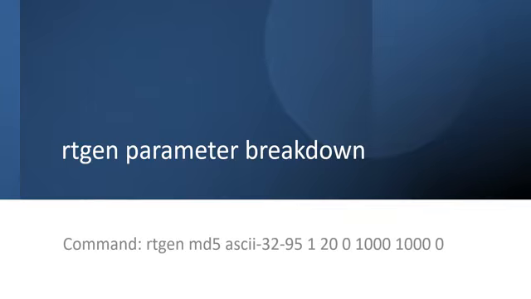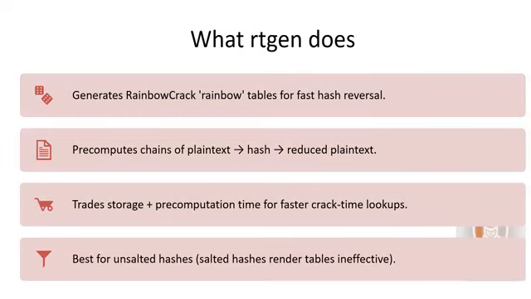All right, so let's break down this command again. I did it slightly before, but let's just look at it. So this is our command here: rtgen md5 ascii-32-95 1 20 0 1000 1000 0. All right, so rtgen generates the RainbowCrack rainbow tables for fast hash reversal. It pre-computes chains of plain text and hash and reduces plain text. It trades storage and pre-computation time for faster crack time lookups, and it's best for unsalted hashes.